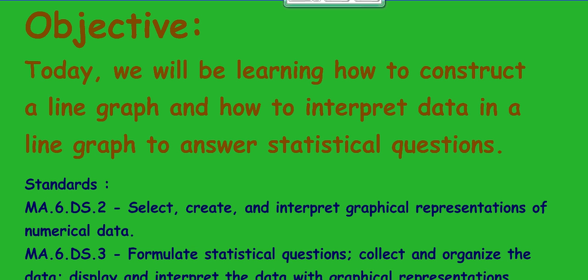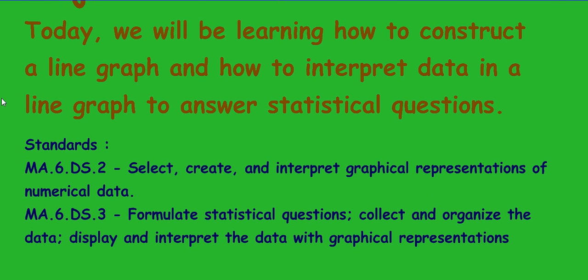All right, and today we're going to be focusing on learning how to construct a line graph and how to interpret data in a line graph to answer statistical questions. Some of the standards that we're really homing in on are 6.2, which is select, create, and interpret graphical representations of numerical data, and 6.3, to formulate statistical questions, collect and organize data, and display and interpret the data with graphical representations. So let's move on.